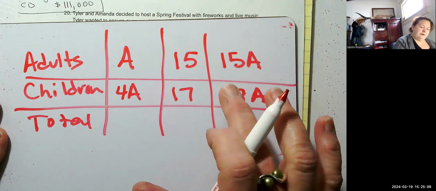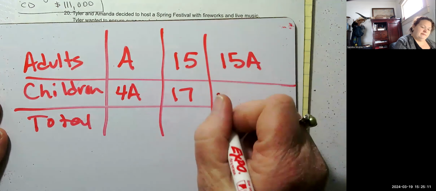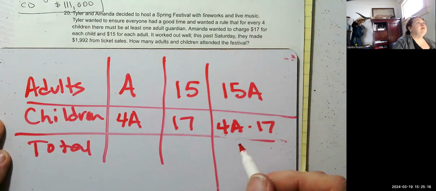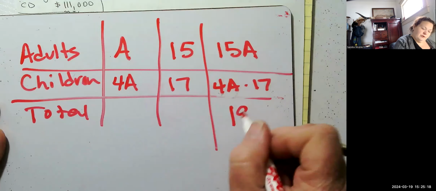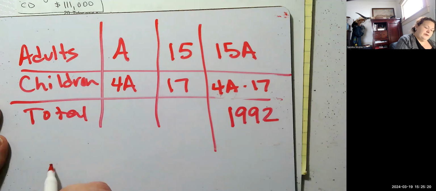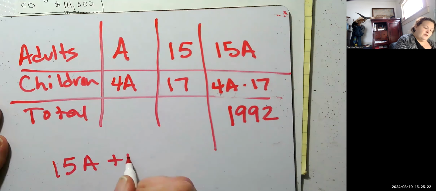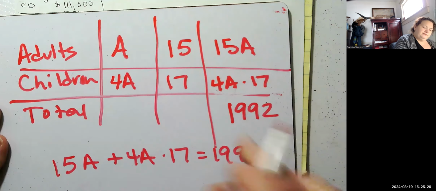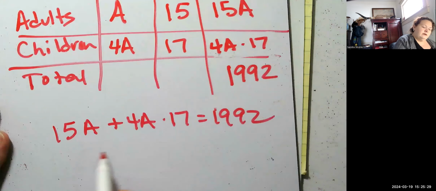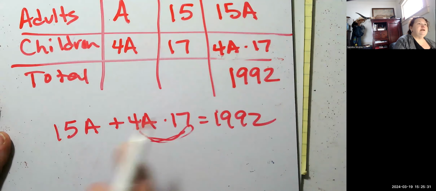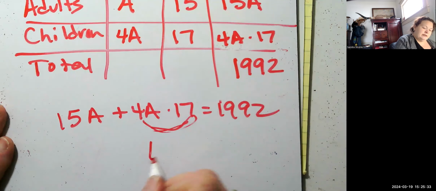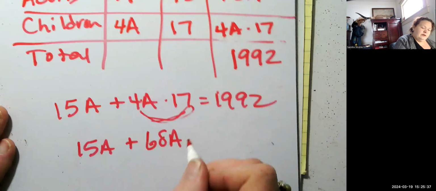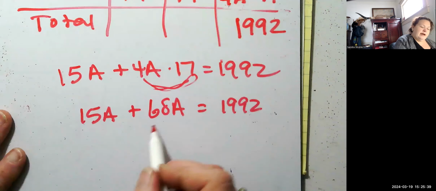Actually, I would do this separately. Let's just do 4A times 17. And then the total is how much they made. 1992. Good year. All right, 15A plus 4A times 17 is equal to 1992. I need to multiply these two before I can combine like terms. And that was 68A is equal to 1992.